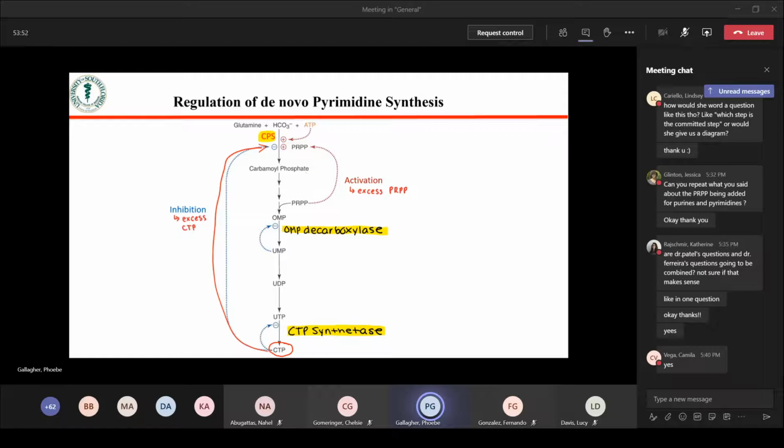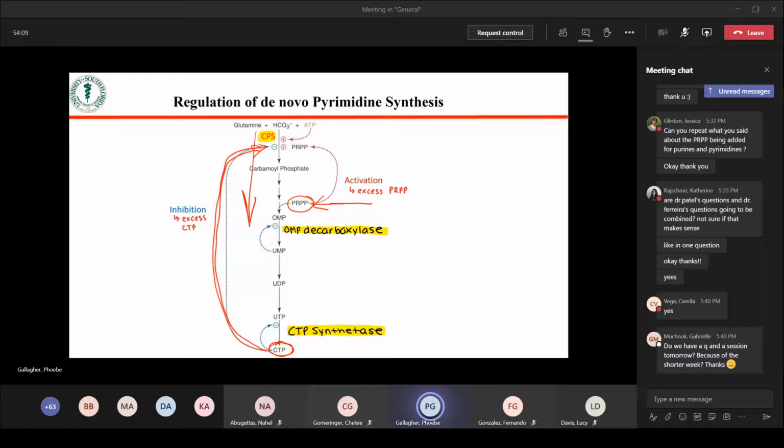Okay, so essentially you have your CTP goes back and inhibits CPS, and it stops CPS from going down this whole pathway. PRPP, remember this comes in later. It is going to be made by the first step in purine synthesis. So that's where it comes from. But it's just floating around in the cell, and if it comes in contact with CPS, it will upregulate it. Because remember, if you have plenty of PRPP floating around in the cell, you're going to want to make more product. So that's what she was getting at here.